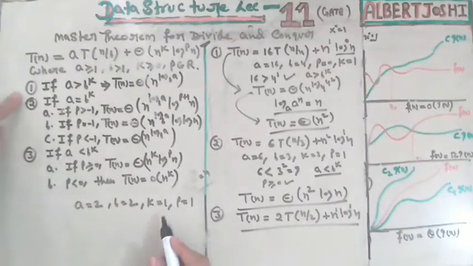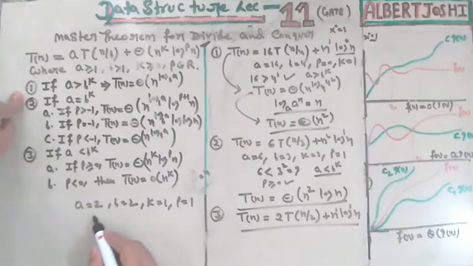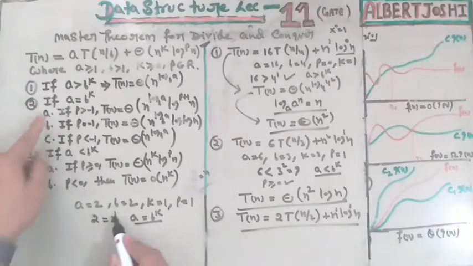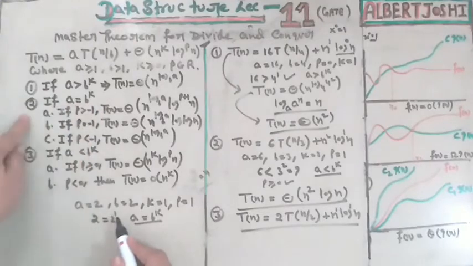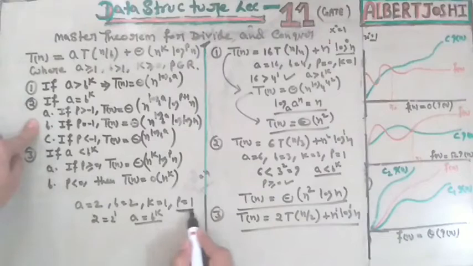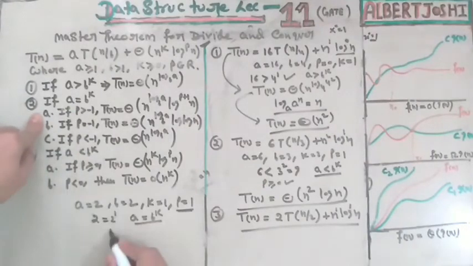Now we will come here. In this condition you can see that a = 2 is equal to 2 to the power 1. Okay. It means that a = b^k, because k = 1. So this condition is satisfying. For this condition you have to use one of the cases. You know that p = 1, so p is greater than -1. It means that the first case will satisfy.